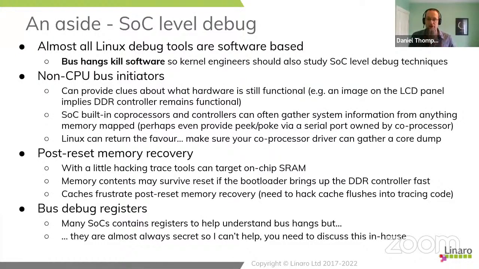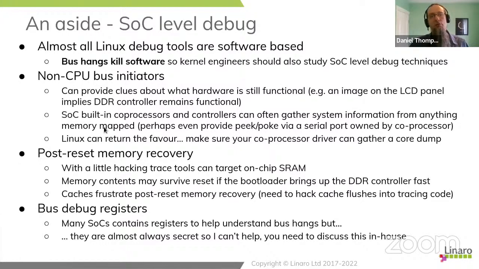The first one is non-CPU bus initiators. If you have non-CPU bus initiators, things like DMA that copies the screen, keeps the screen running on your LCD panel, anything like that, they can provide clues about which parts of the bus are still running. Buses are not really buses in any meaningful sense any longer. They're actually trees and networks. And so you can have sub-networks in the tree that have failed and other paths that are working. So for example, if you can see the image on your LCD panel that's connected to your DDR, you know the bus route from the LCD panel to the DDR controller is still working. It means the RAM is working. That's great.